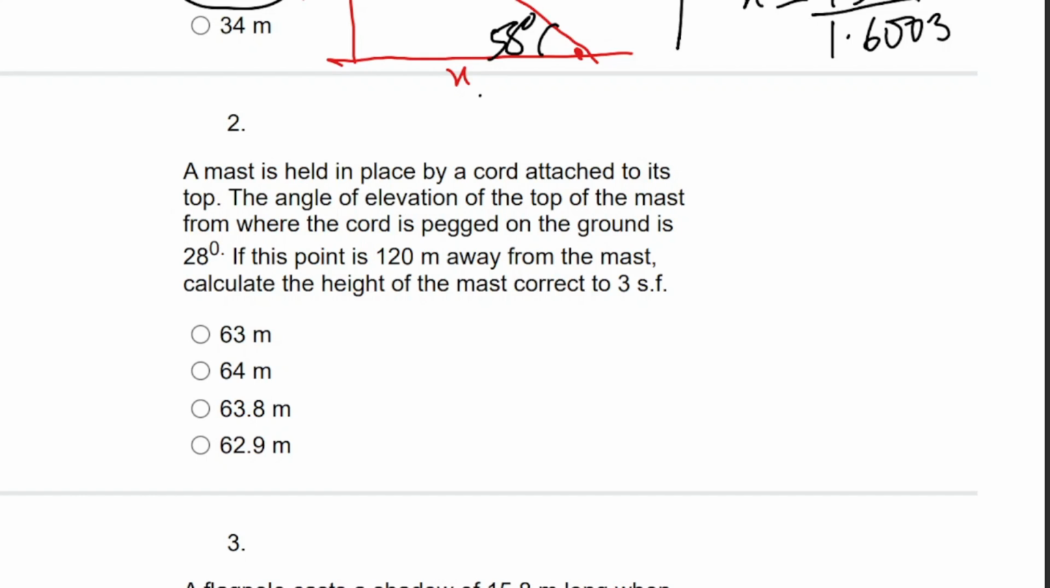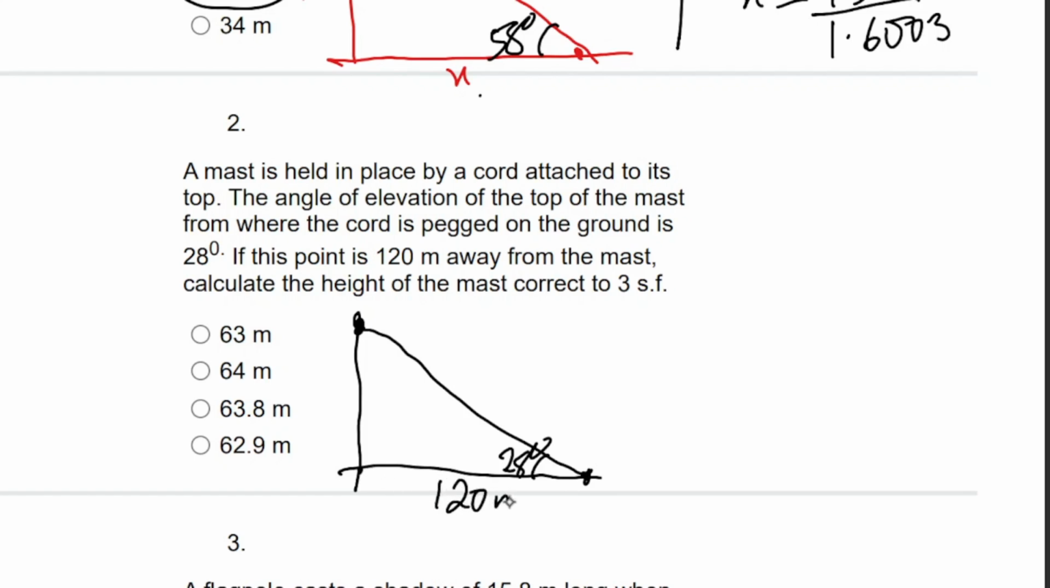So what we're going to do here first: a mast, you must have seen it before. So this is a mast here. It is held in place by a cord attached to its top. So something is attached to the top here, and the angle of elevation of the top of the mast from where the cord is pegged. So the cord is pegged somewhere here, something that will hold it tight. The angle of elevation from here will be 28 degrees. So if the point is 120 meters away from the mast, calculate the height, this is the height of the mast, correct to 3 significant figures.